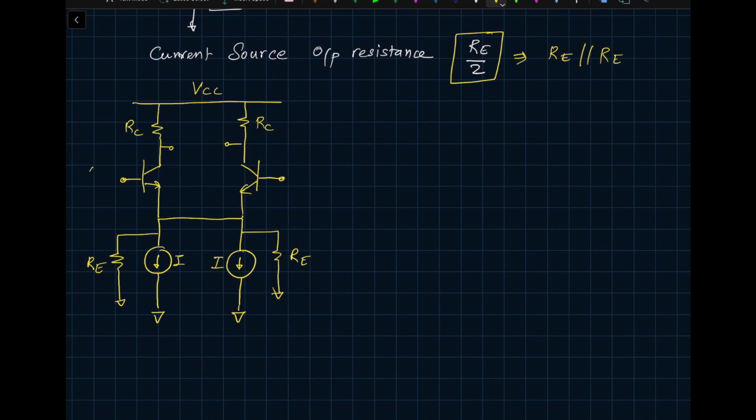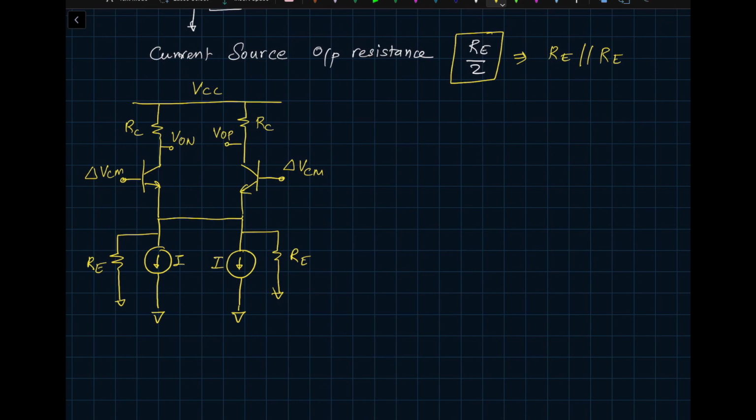So what I'm doing now is I'm applying delta VCM, and here also I'm applying delta VCM. And what I'm looking for is what happens to my VON and VOP. So I'm applying a common mode input, and I'm changing the common mode input, and I would like to see its impact on the output voltage.